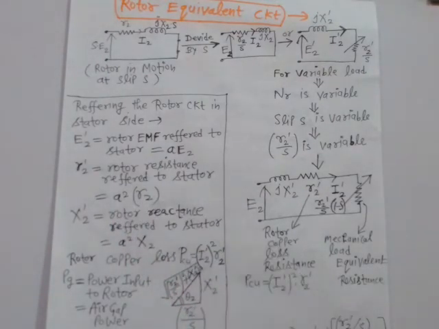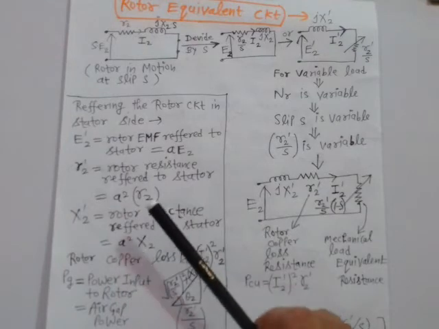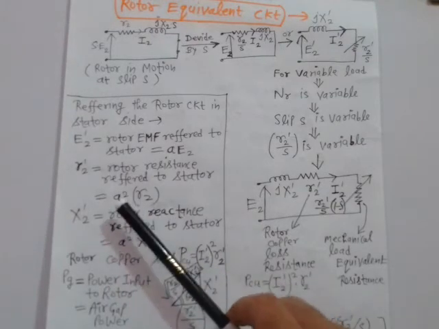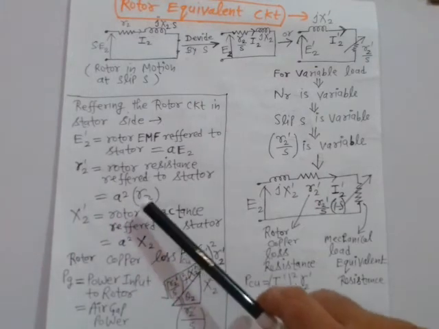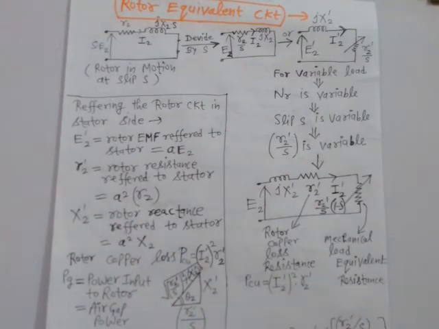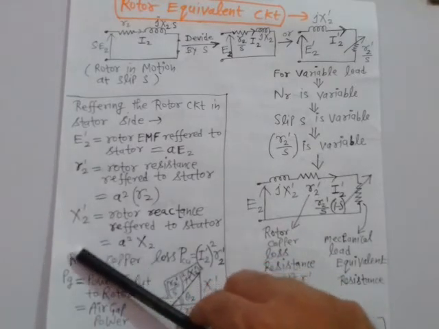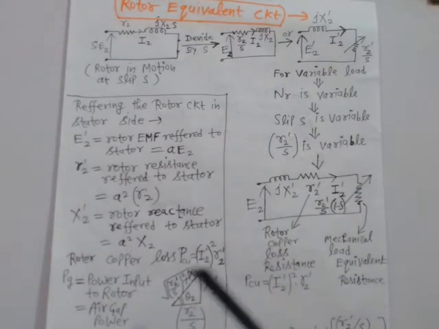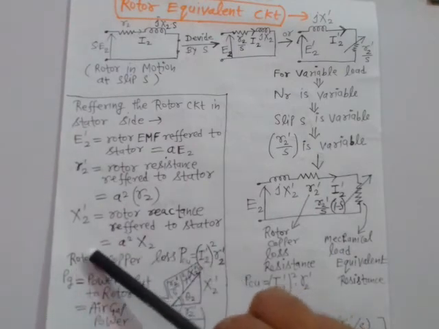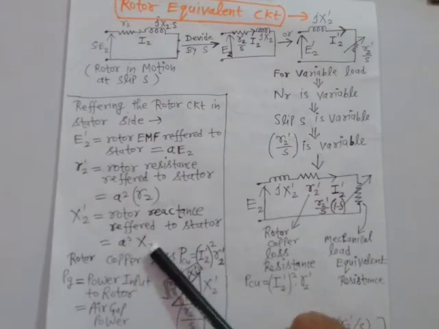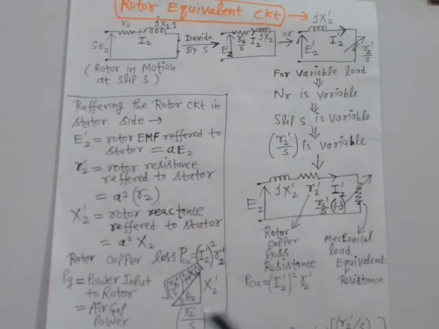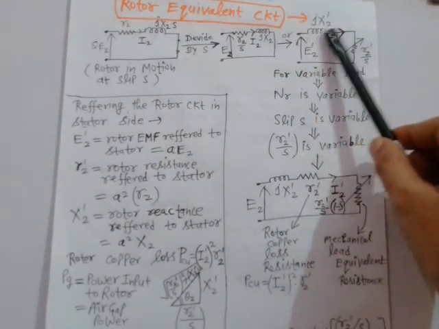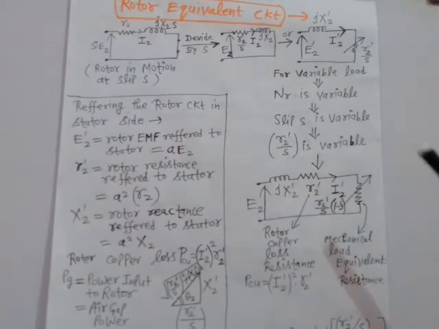All the ohmic values will be referred to the stator side, that is primary, by multiplication of A square, and not A, right? We have already discussed this in the transformer. Just the way we do in the transformer, we are doing in the three-phase induction motor. X2 dash is rotor reactance referred to stator, A square into X2. Similarly, E2 dash is rotor EMF referred to stator, A E2, right? So now see here, this is the corresponding rotor equivalent circuit.